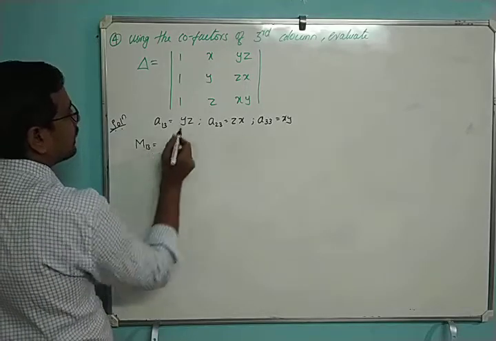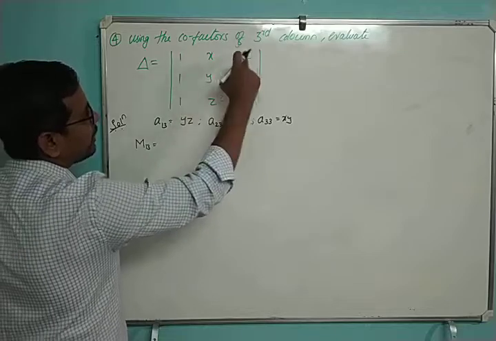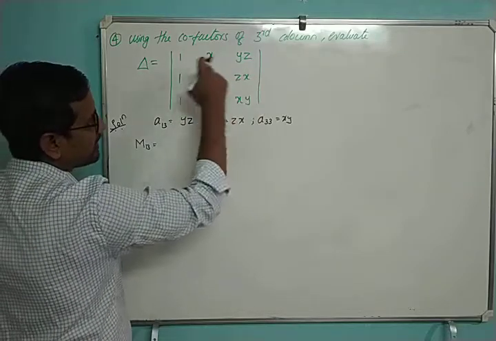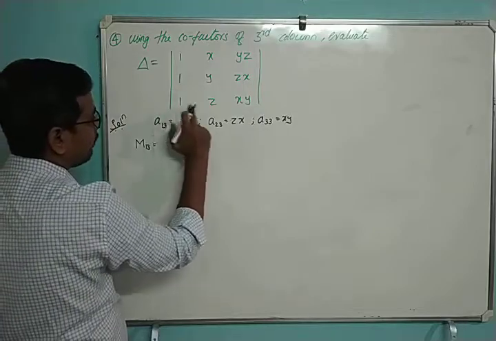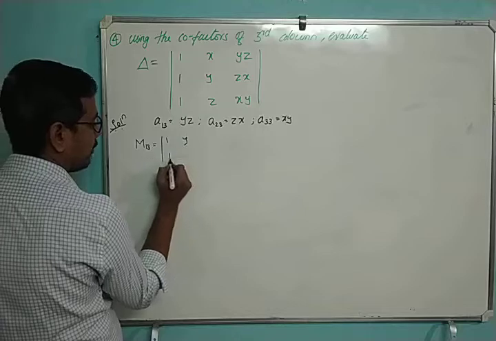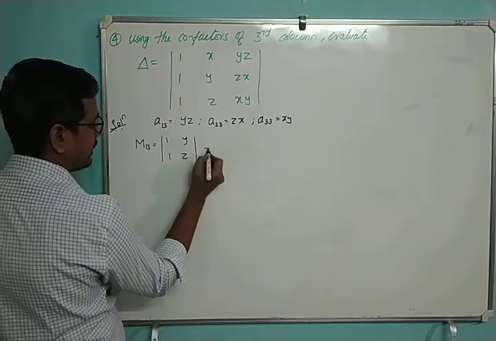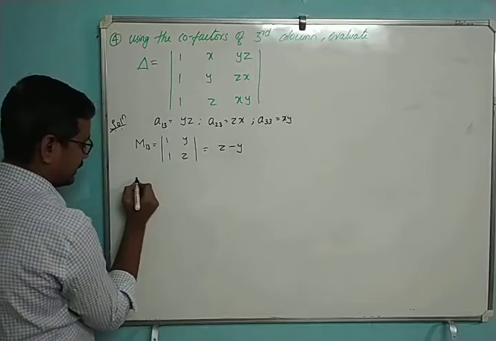M13 is the minor of A13, which is yz. Leave the row and column containing yz, that is first row and third column. So what will be left? 1y, 1z. This is nothing but equal to z minus y.